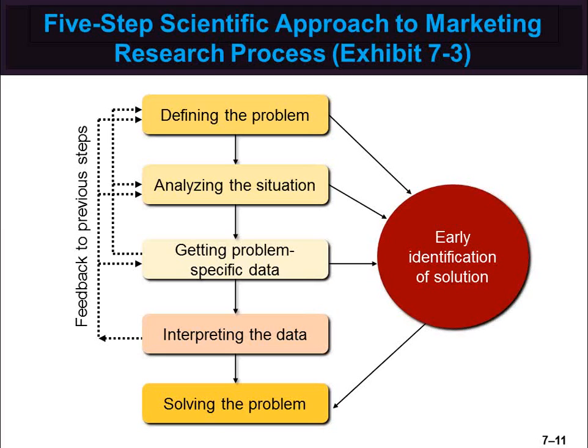Step 4 is interpreting the data, which is the process of getting meaning from the collected data. It is a transformation of raw data into useful information. Step 5 is solving the problem, the delivery of recommendations to the marketing manager, who is ultimately responsible for implementing the recommendations. This process may move in the step-by-step process outlined here, or as the feedback arrow shows, the researcher may learn something in the process that moves them back to an earlier step in the process.